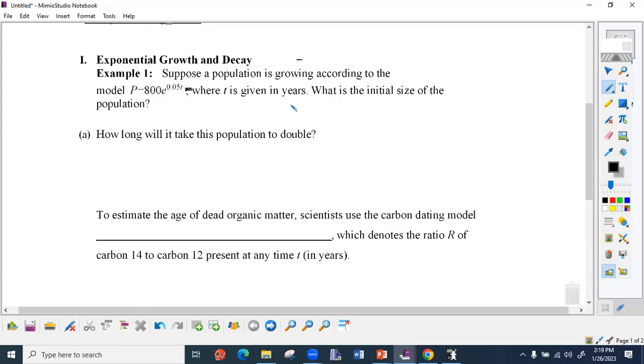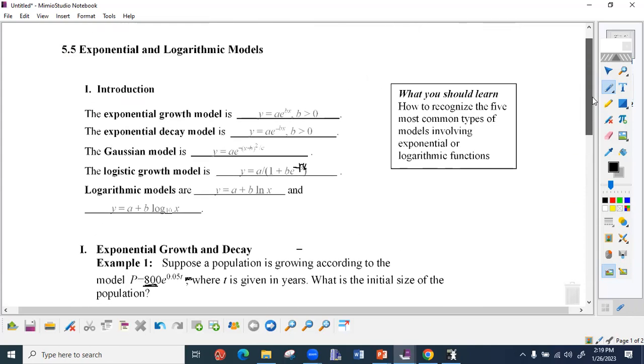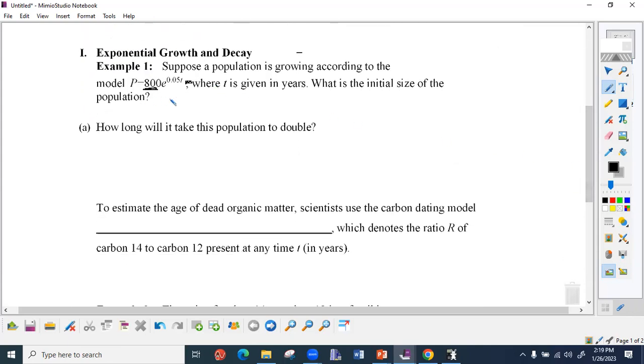Your initial is always your number in front. In terms of transformations, it's your A. In terms of population here, it's also our A. So our A equals 800. That's your initial size of your population, 800. It wants to know how long it will take this population to double. So we want to know how long it will take for P to equal 1600.